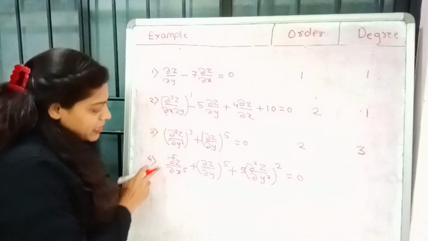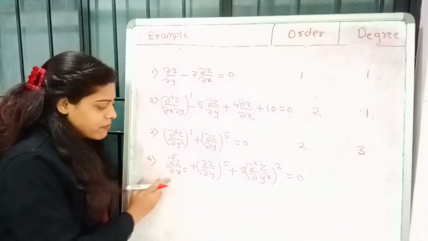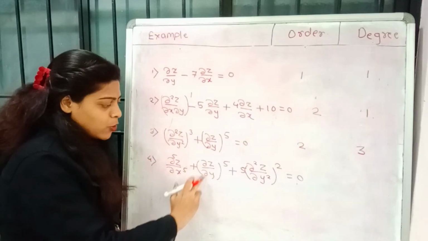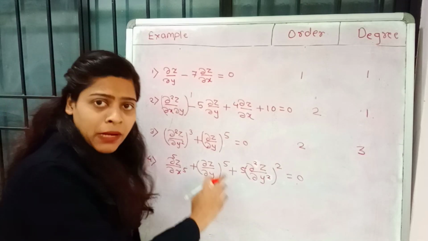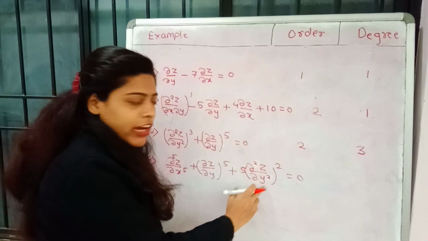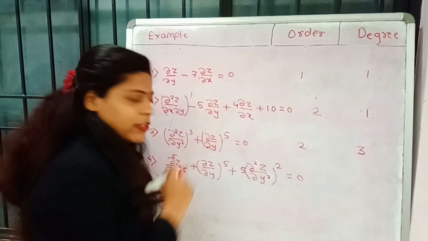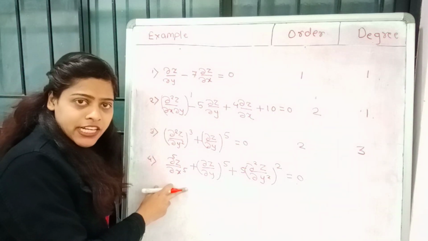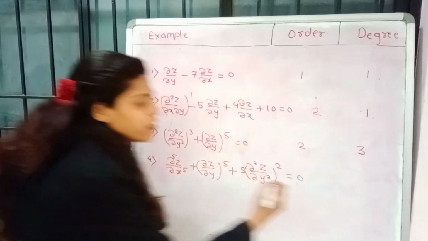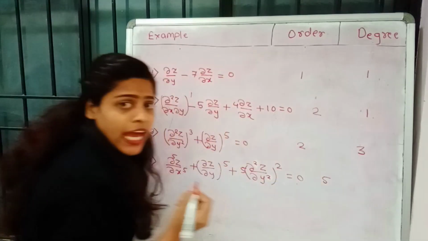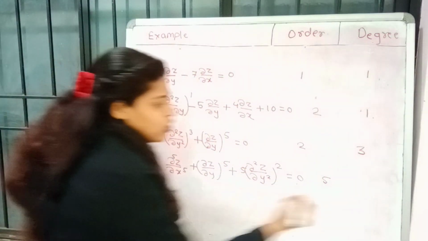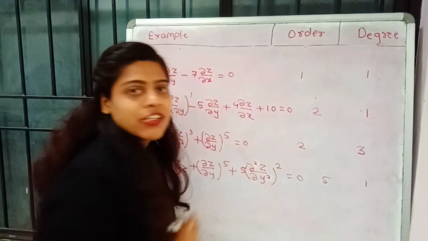Consider the last example: dou raised to 5 z divided by dou x raised to 5 plus dou z by dou y raised to 5 plus 5 times dou 2z divided by dou y square, raised to 2, is equal to 0. The highest order partial derivative is of order 5. So the order of this partial differential equation is 5 and it has a power of 1. So the degree of this partial differential equation is 1.